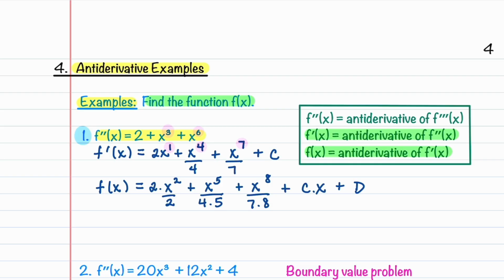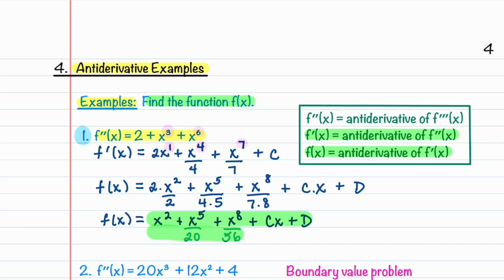Now all we have to do is just simplify our answer. f of x is equal to x squared, our 2's cancel, plus x to the 5th over 20, plus x to the 8th all over 56, plus cx plus d. And there's our answer.